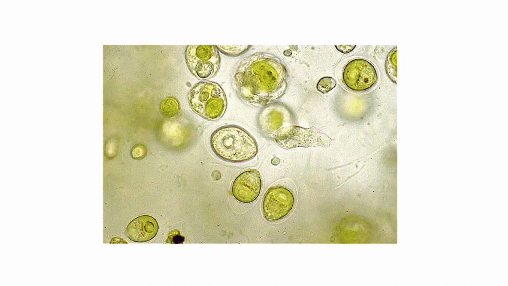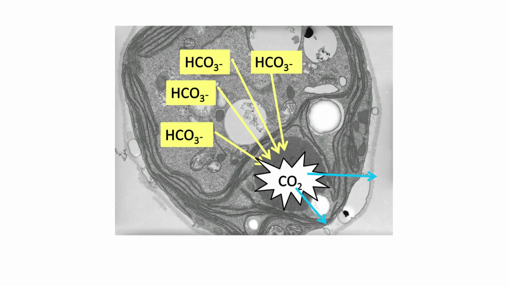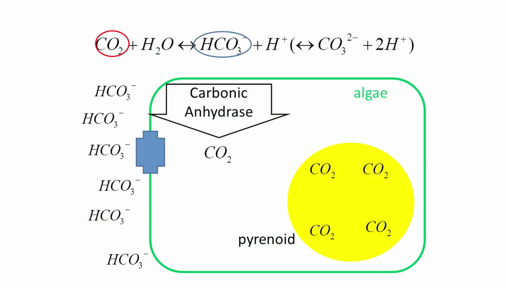This algae is Chlamydomonas. If we look at them through the light microscope, we can see a circular structure. This circular structure is the pyrenoid. This is a TEM of the algae. The top of the picture is the nucleus, and the pyrenoid plays a very important role in the photosynthesis of algae. Then I'll talk about the pyrenoid.